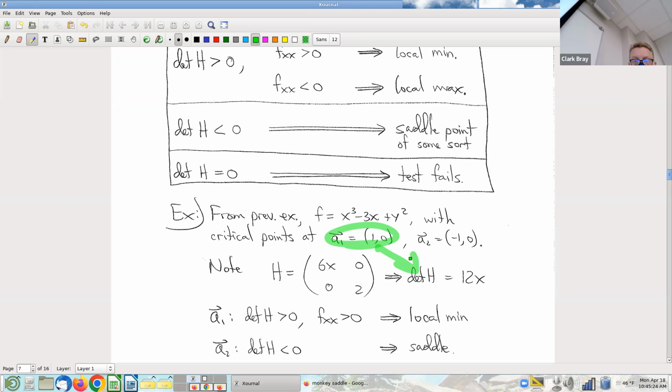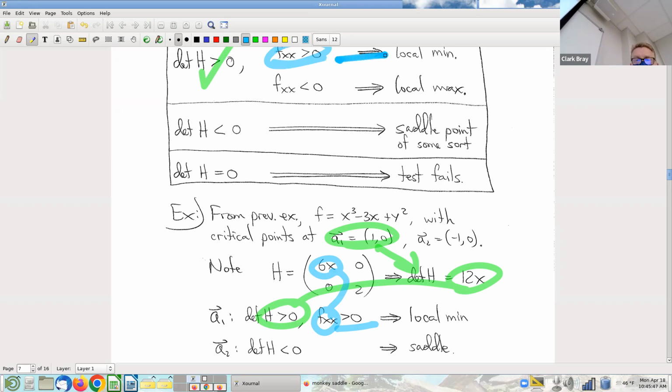Plug that in, compute the determinant. That determinant's positive, which tells me we're up here. I can also look at fxx, namely that term in the Hessian matrix. It's positive. Again, at this given point, we're looking at the point (1, 0). And it being positive means I've got a local min. Everybody good? Straight up working the table that we have up there.